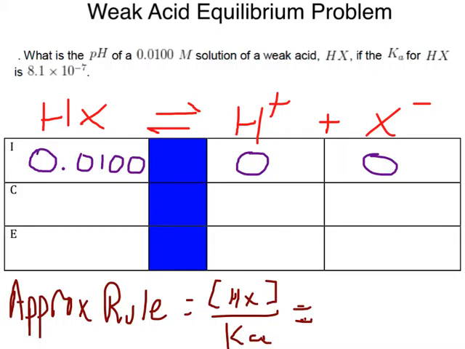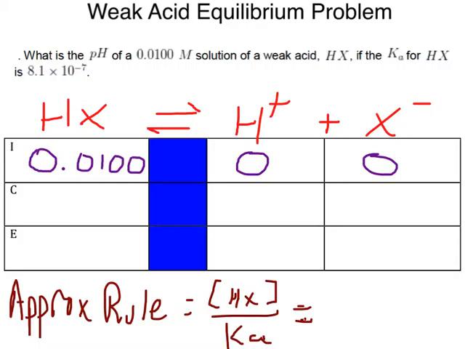For example, like the one I have here. And the one I have here is a typical weak acid equilibrium problem where you're asked to solve for the pH of a weak acid. So the question says, what is the pH of a 0.0100 molar solution of a weak acid, HX, if the Ka, or the equilibrium constant of the acid, is 8.1 times 10 to the negative 7.